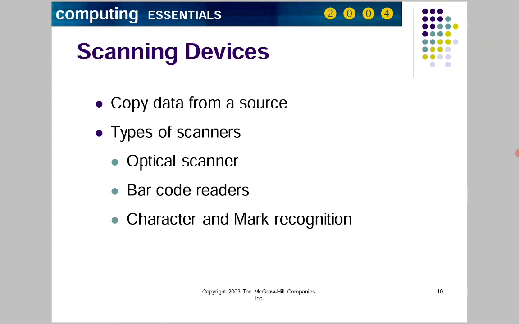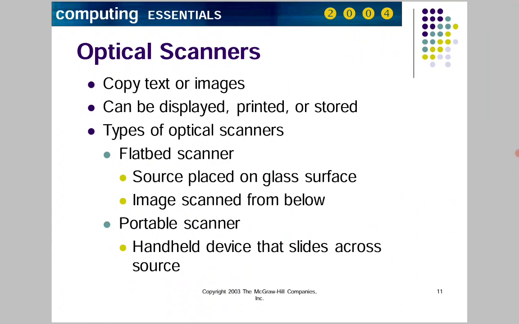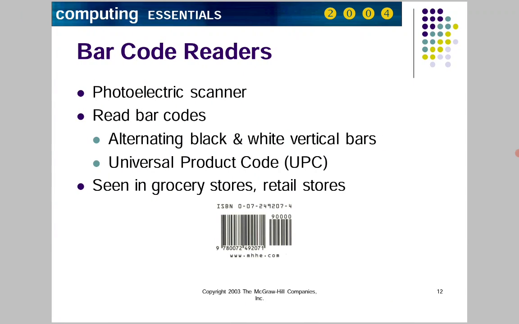So the first one is optical scanners. What are optical scanners? They are used to copy text and images, which can be displayed, printed, or stored. Types of optical scanners are flatbed scanners and portable scanners. Flatbed scanners are like Xerox machines, with a glass surface. Portable scanners are handheld devices used to scan documents.